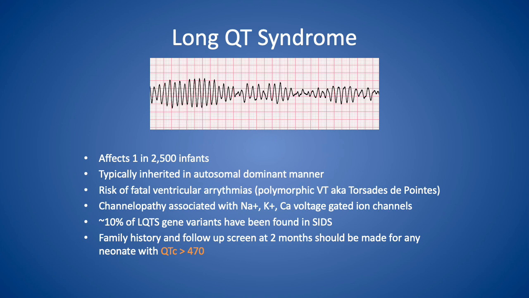It's really a channelopathy. It's typically associated with the sodium, potassium, and calcium voltage gated ion channels. And about 10% of these long QT syndrome gene variants have been associated with sudden infant death syndrome. A family history, typically in a follow-up screen at 2 months, should be made for any neonate that has a QTc greater than 470, along with symptomatic bradycardia.